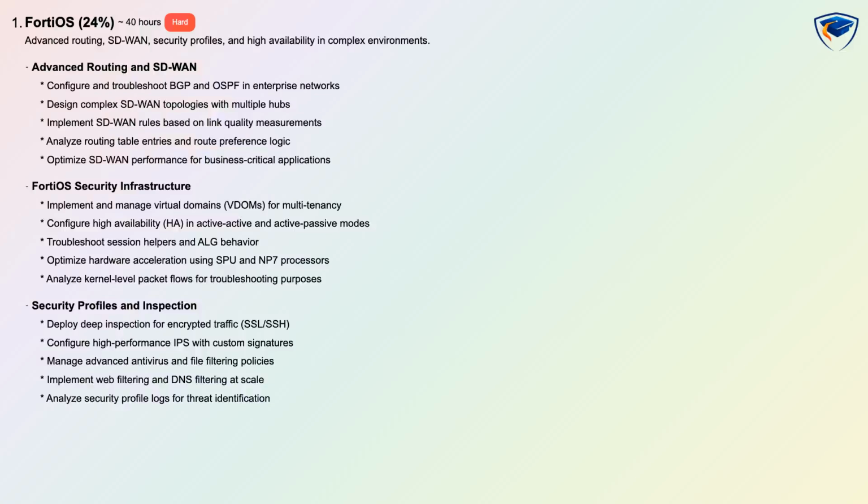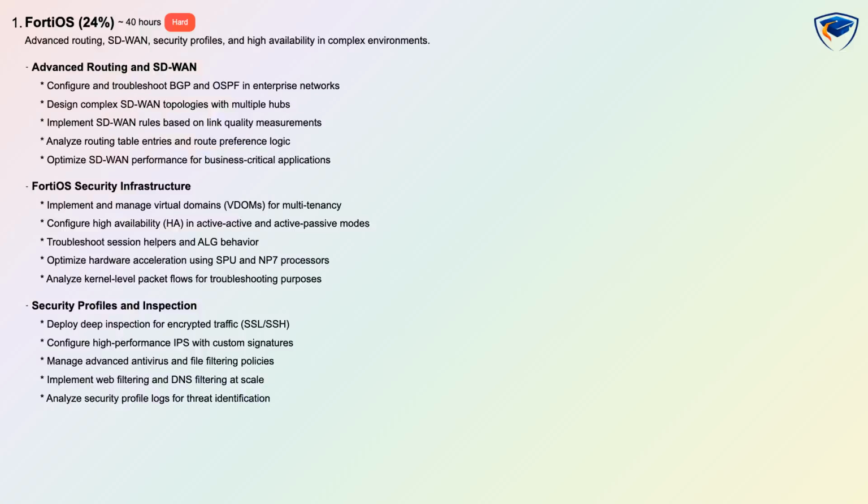FortiOS at 24% is the largest and hardest domain and it requires about 40 hours of focused study. You will learn advanced routing and SD-WAN techniques including configuring and troubleshooting BGP and OSPF, designing multi-hub SD-WAN topologies, and creating SD-WAN rules based on link quality.